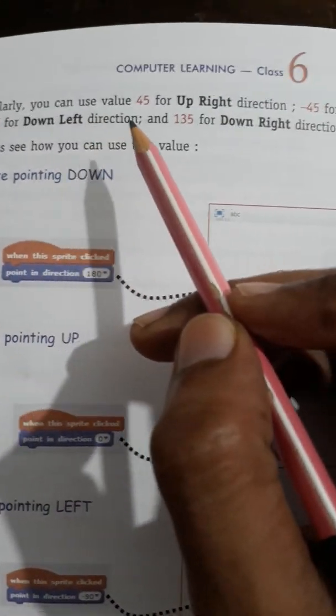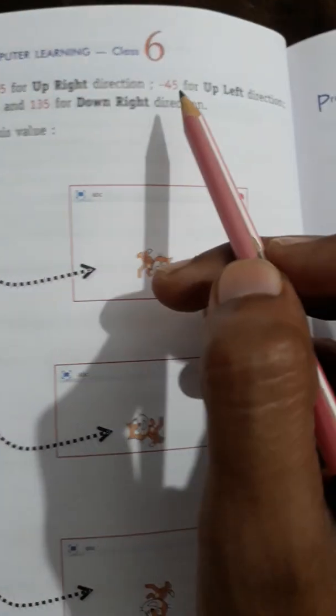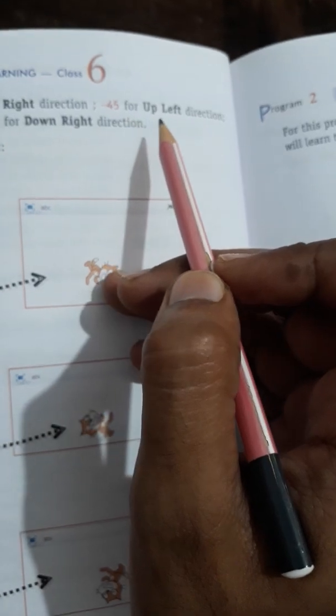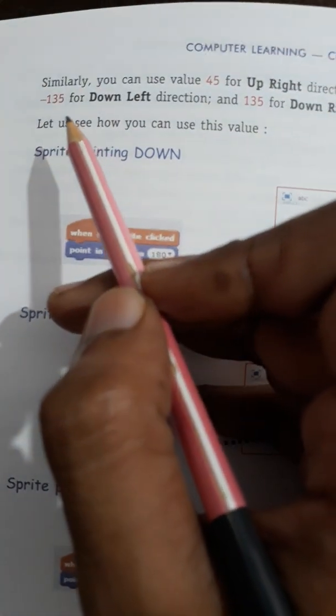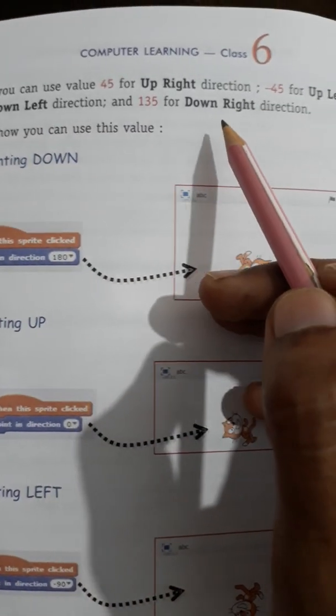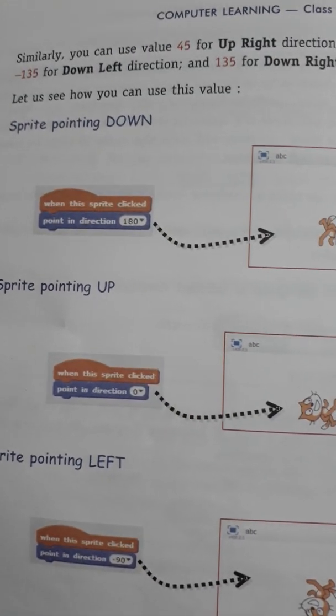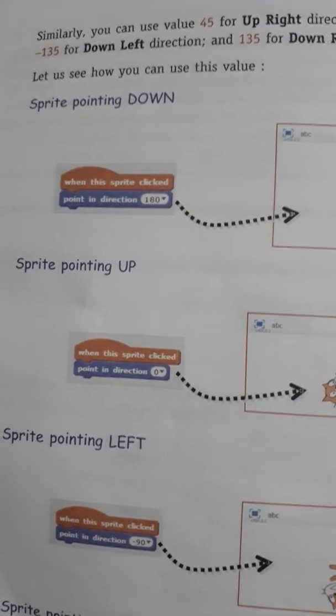Similarly, you can use value 45 for up right direction, minus 45 for up left direction, minus 135 for down left direction and 135 for down right direction. So in this way we can move the sprite in any direction.